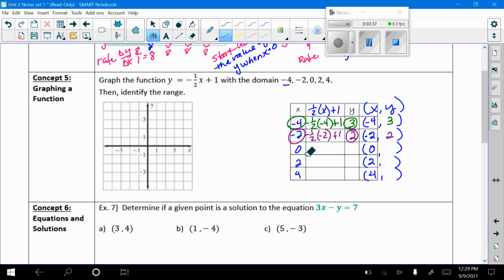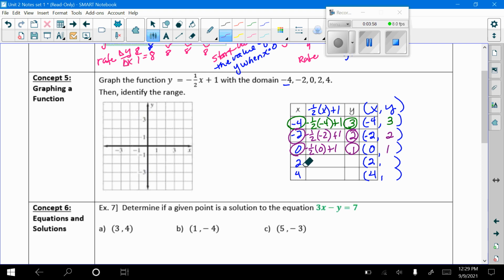The next one is 0. So I'm going to say, back to the color, -1/2 times 0 plus 1. Well, anything times 0 is 0. So 0 plus 1 is 1. The y value is 1. So 0, 1, and that's my ordered pair.